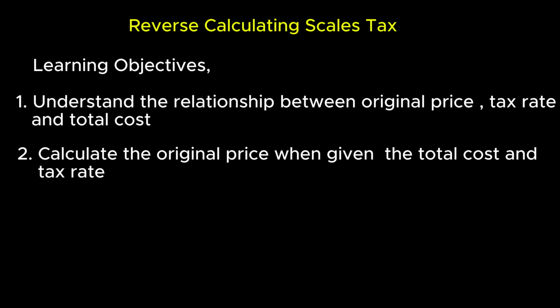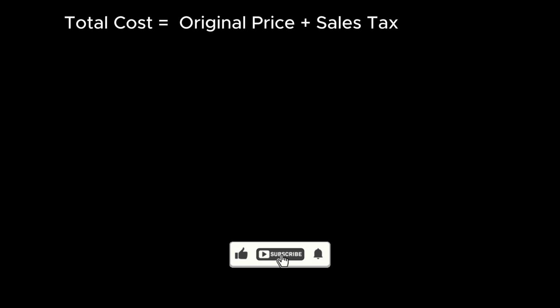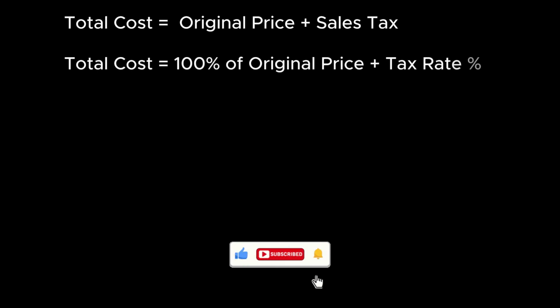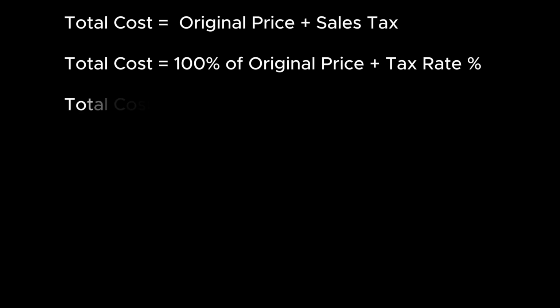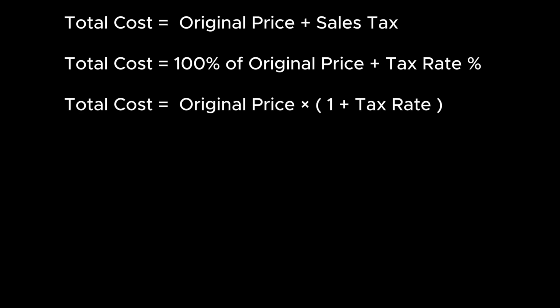We usually think of sales tax as something added at the end of a transaction. If you know the original price, you just add the tax. But if you only have the final receipt or a total amount, we have to work backward. The key is to realize that the total cost represents 100% of the original price plus the percentage of the tax. We express this mathematically as the original price times the quantity 1 plus the tax rate.